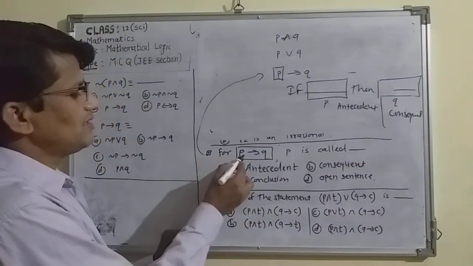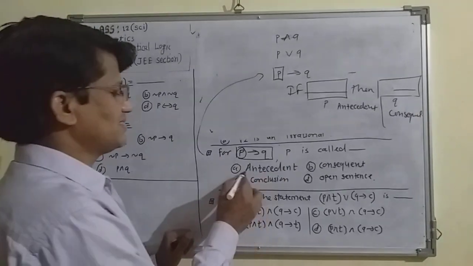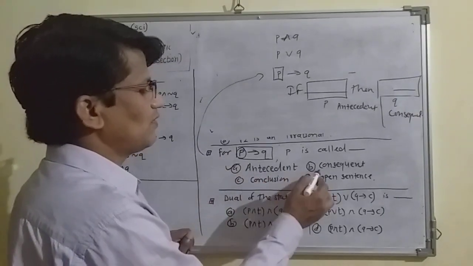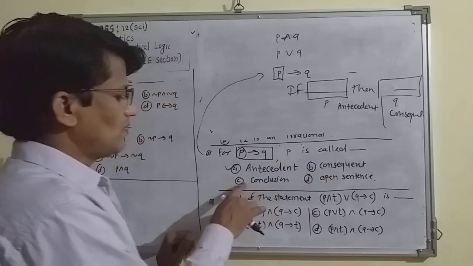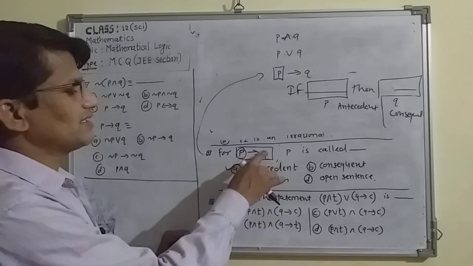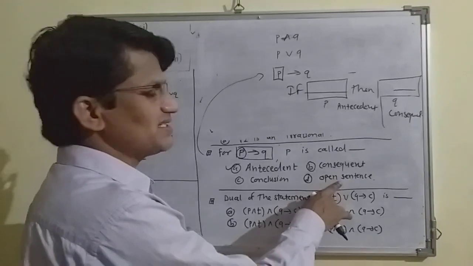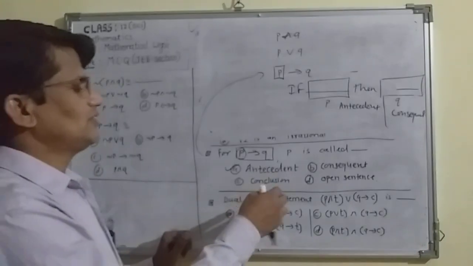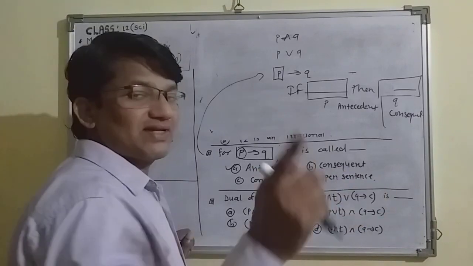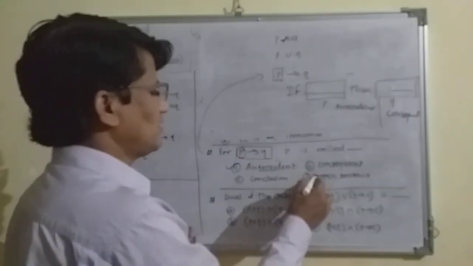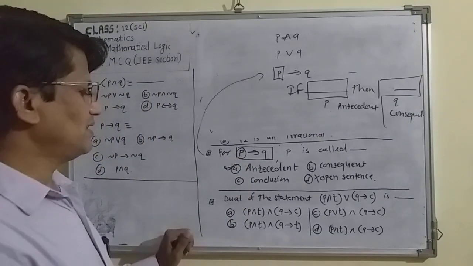Let's see the example. P implies Q. P is called, the first part is called, obviously, an antecedent. What is B? Consequent. Here Q is the consequent. What is C? Conclusion. Conclusion means here Q is the conclusion. And open sentence. Open sentence means what? It has no relation to this, this is not the implication form. Truth value is T as well as F. So this is not an answer. The answer of this question is option number A.